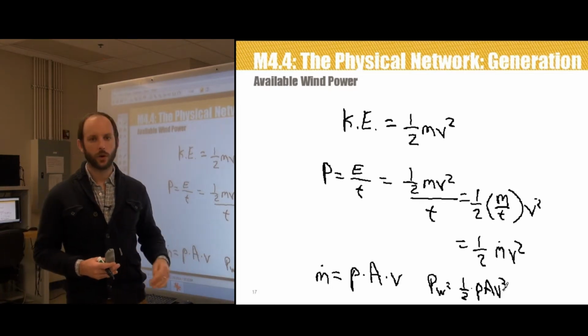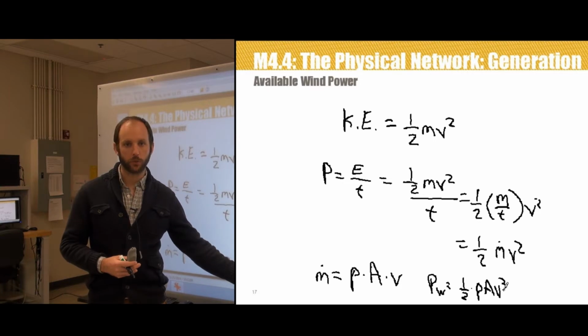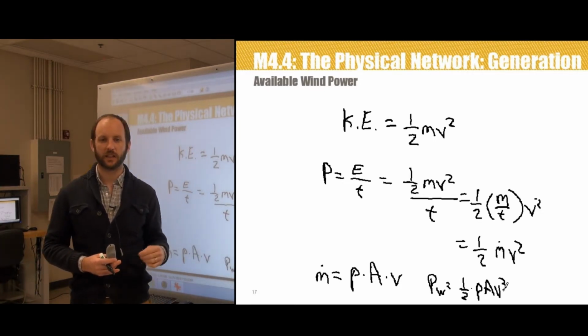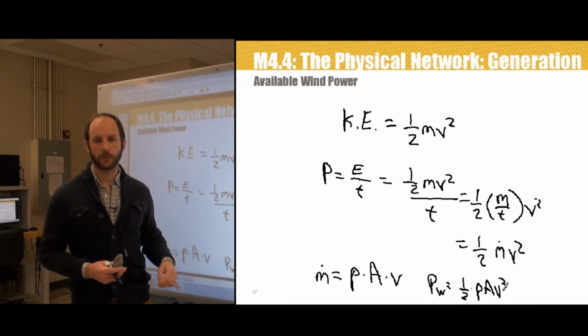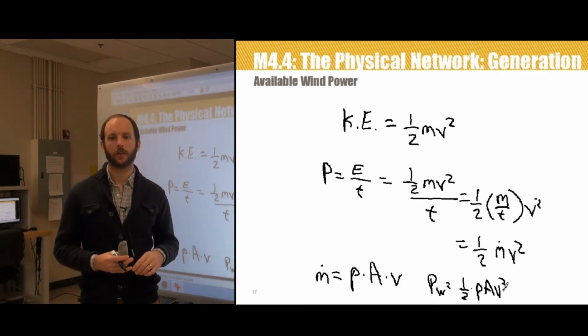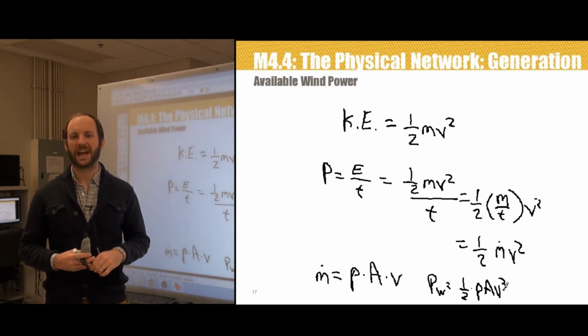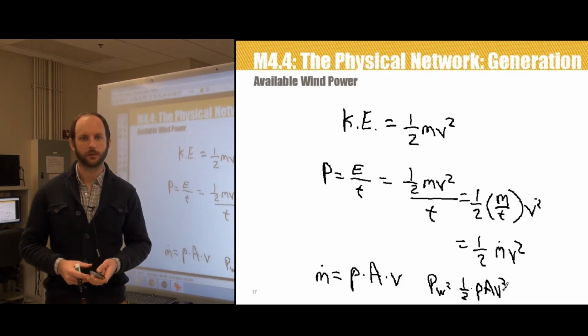From this equation, we can see that the power stored in the wind is proportional to the cube of the wind speed, indicating that if we double the wind speed, we increase the available power, P sub W, by a factor of 8. The equation also tells us that the available power is proportional to the area of the turbine rotor that is normal to the wind, A here.